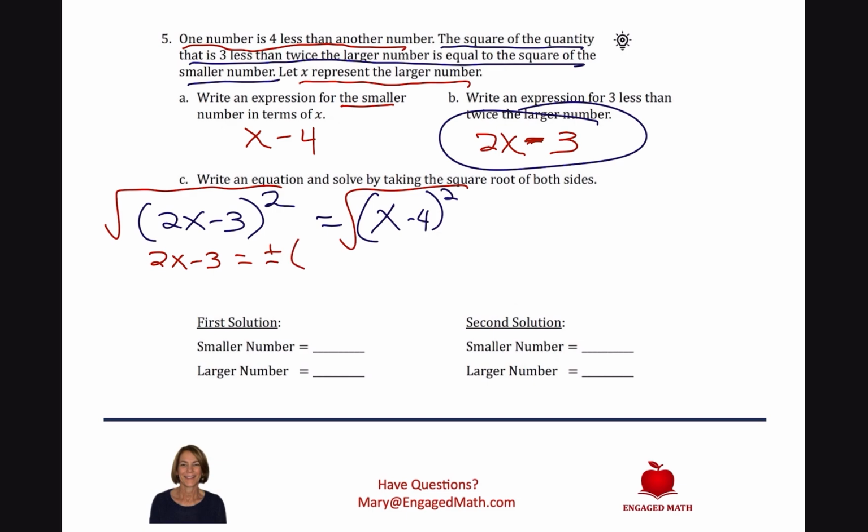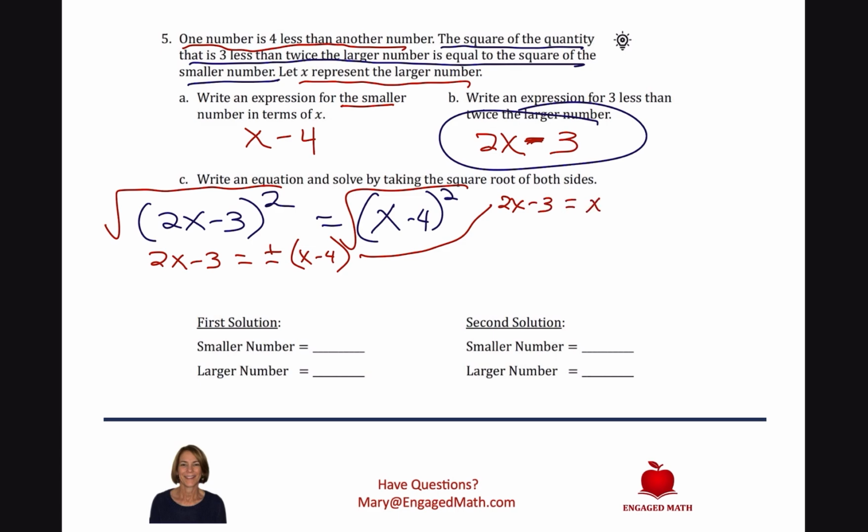Now, when we do that, we're going to get 2x minus 3 on the left. And on the right, we're going to use our plus or minus. So whenever we take the square root of both sides of an equation, we need that plus or minus. In this case, we're going to put the plus or minus portion on the x minus 4. We could have just as easily put plus or minus in front of the 2x minus 3. The answers would be the same. But we're basically going to get two equations and then 2 answers here.